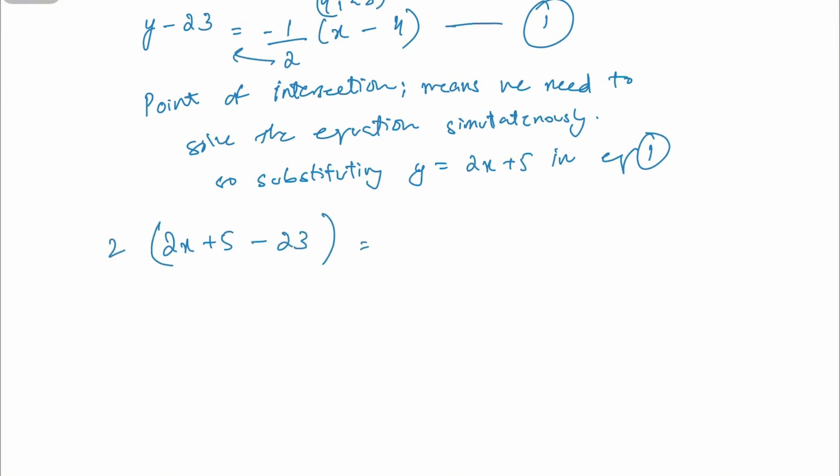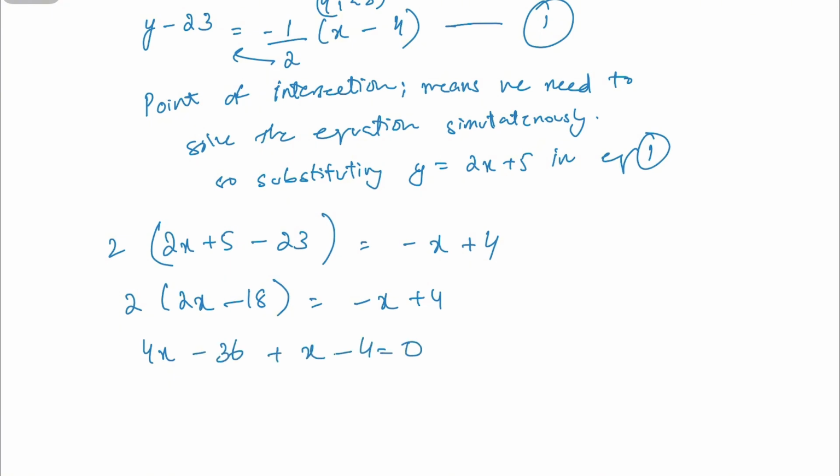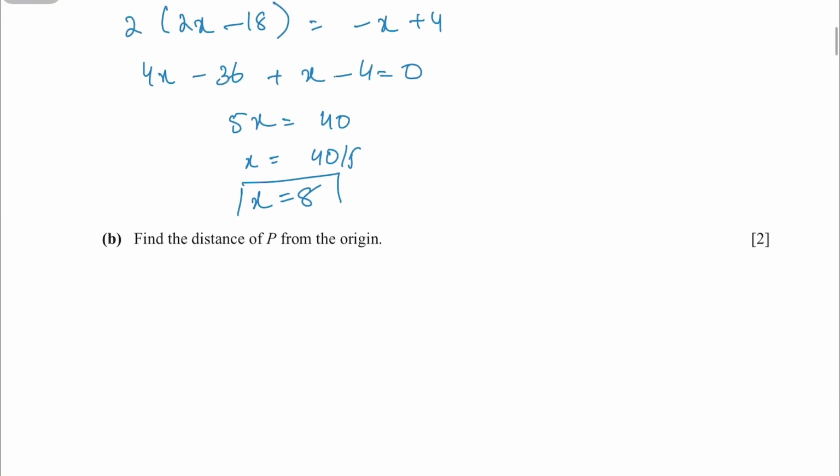So this would be 2, and this would be negative x, negative 1 into x, negative 1 into negative 4 would be plus 4. So this would finally look like 2x minus 18 multiplied by 2. This would be minus x plus 4. So this would be 4x minus 36 plus x minus 4 equals 0. So this would finally look like 5x equals 40, x equals 40 over 5. That would be x equals 8.